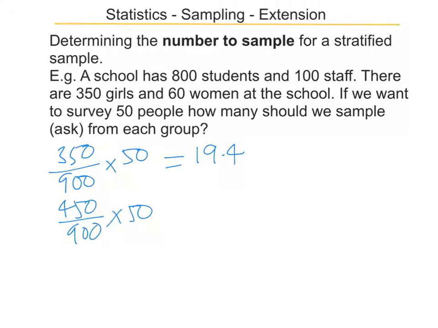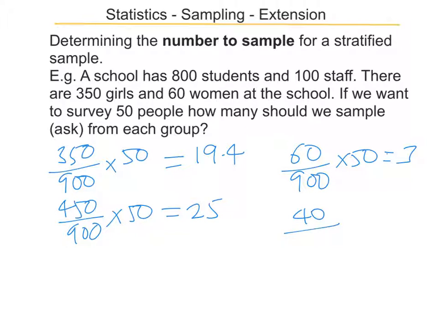Multiply by 50, we're going to get 25. Makes sense, it's exactly half the sample and half the amount of people. For the female staff, there are 60 women who are on the staff out of the 900 people times 50. So we're going to need 3 from that group. And of the male staff, there's 40 of those because there's 100 altogether. So we'll need 2 of those.